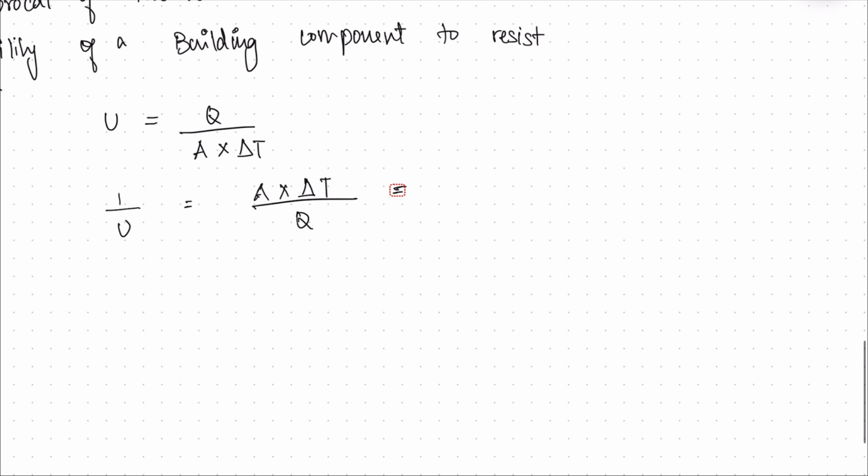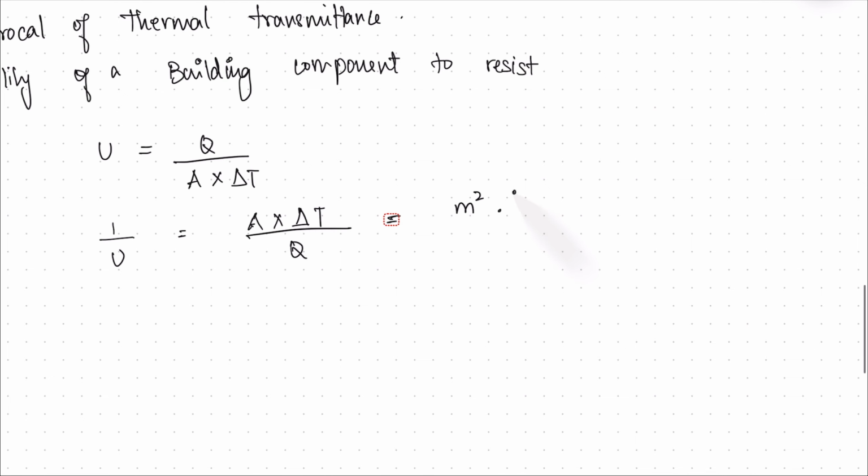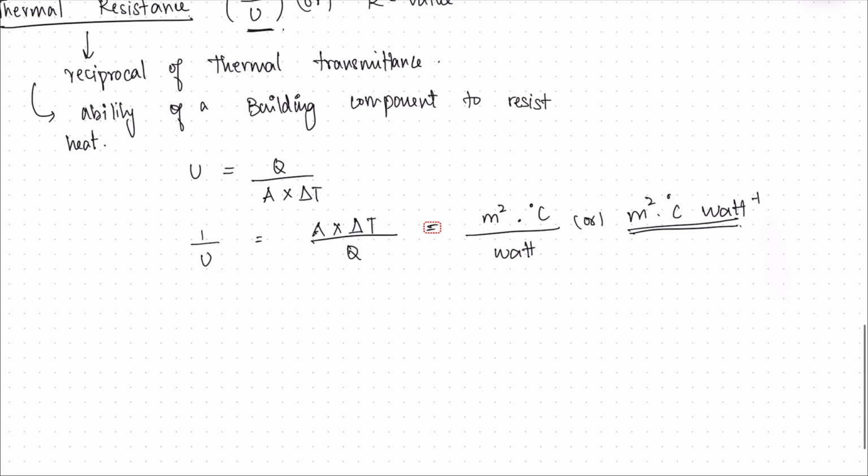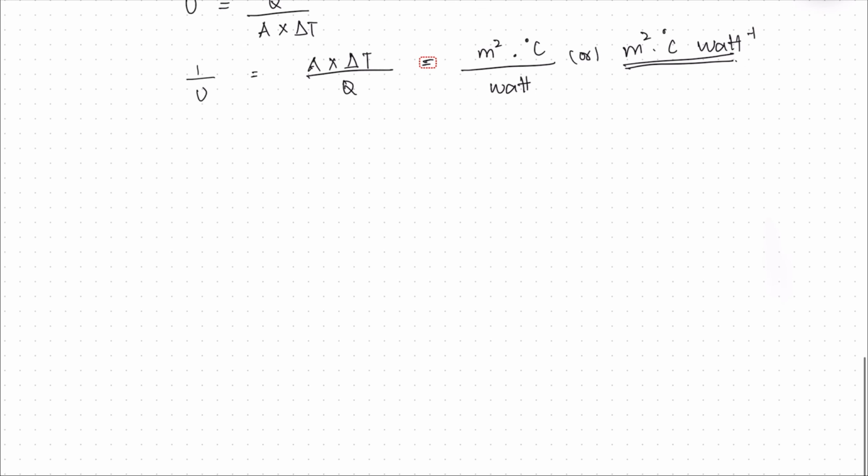and the unit of R value or thermal resistance would be meter square into degree Celsius by watt, which can also be written as meter square degree Celsius into watt inverse. So I hope all the four thermal quantities are clear. Now let's try to establish a relation between the thermal conductivity and the thermal transmittance.